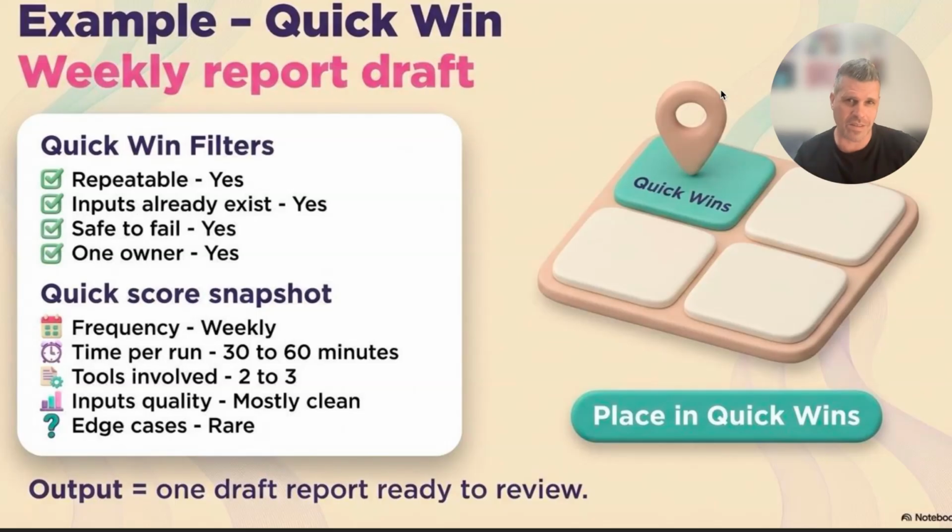So here's an example of a quick win. This is what yes looks like. You can create a weekly report draft. So all 4 filters are yes, yes, yes, yes. The frequency is weekly. The time for the run is 30 to 60 minutes or much less once it's automated. There are just 2 or 3 tools involved. Inputs are pretty clean, and edge cases, that's stuff that you can't predict, are pretty rare. So that's a quick win. You can build this once and save yourself an hour every week. That's 50 hours a year gone.